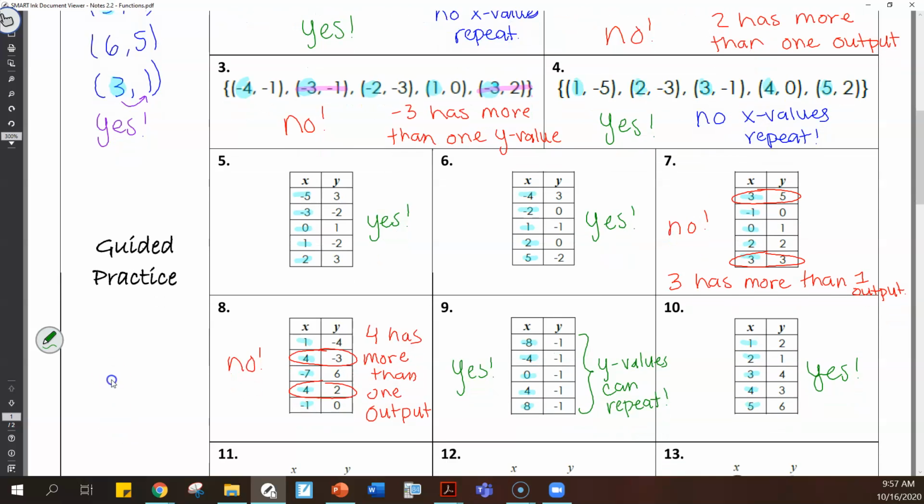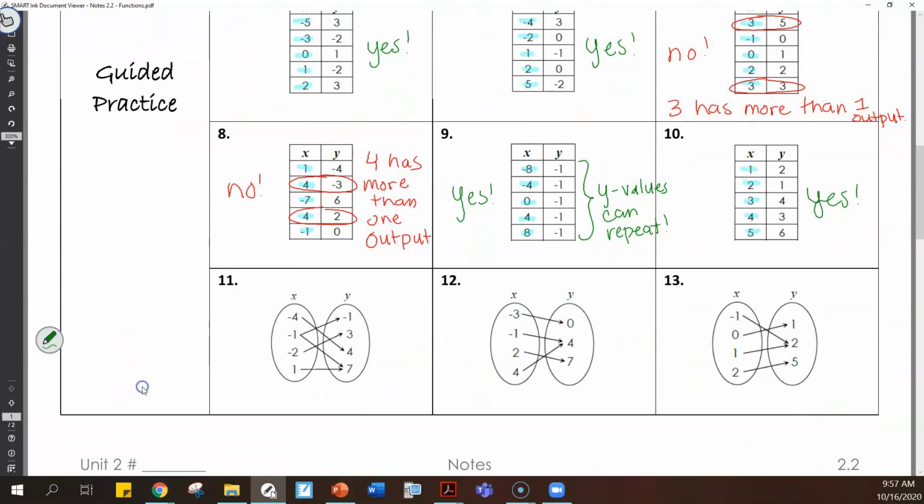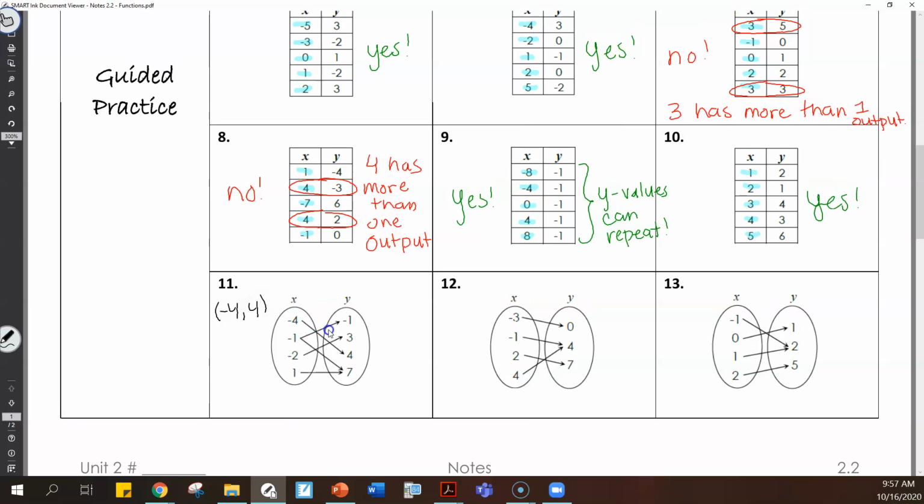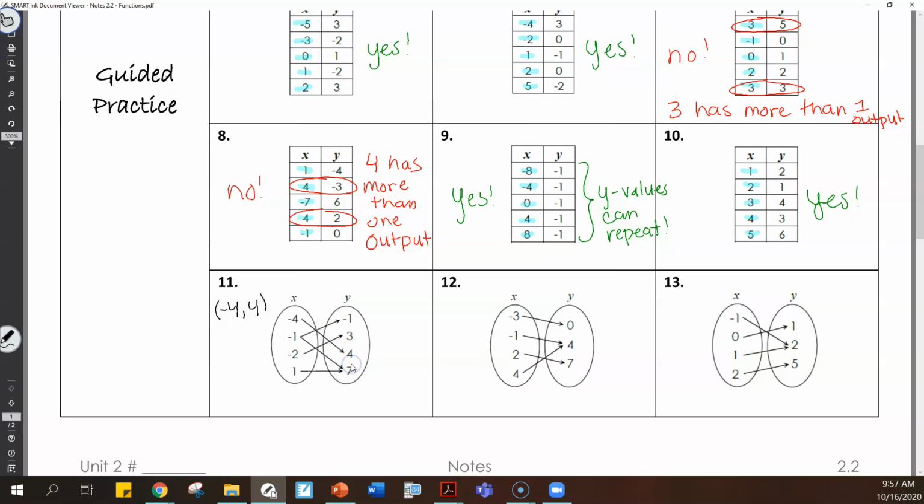Okay. Last one we want to look at is maps, and you can handle these in a couple different ways. You can list these out as ordered pairs if you want to. Sometimes that's a little easier to see. So I have an ordered pair of negative 4, 4, because I have a 4 here with the arrow going to my y value of 4. I have a negative 1, negative 1. I have a negative 1, 7. I have a negative 2, 3, and a 1, 7.